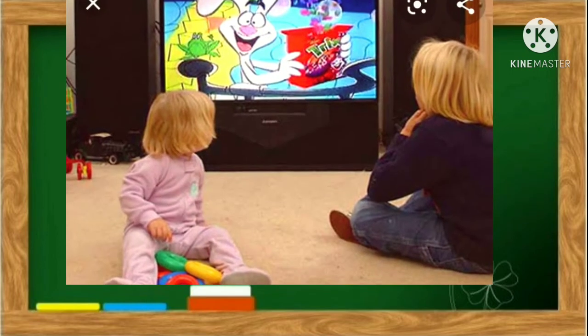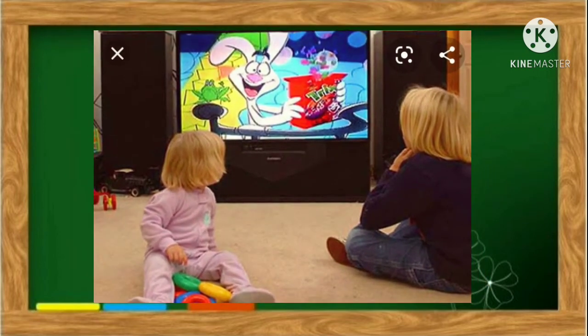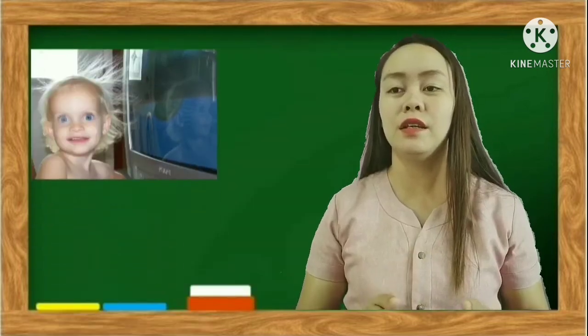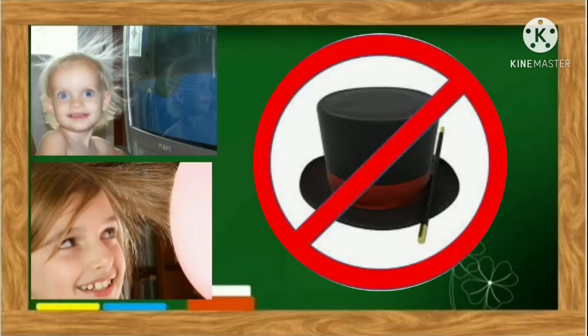Now, have you ever experienced when you are watching television and you get closer to the screen? Yes, you observe that some of your hair is extending towards the screen of your television. Or when you rub a balloon against your hair, you will notice that some of your hair strands cling on the surface of that balloon. That is not magic.